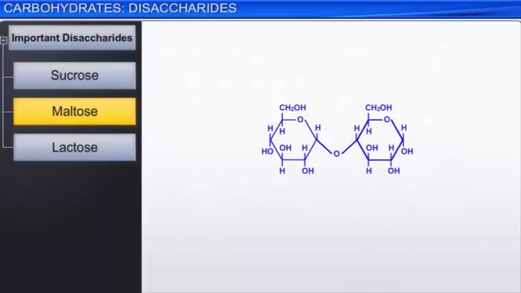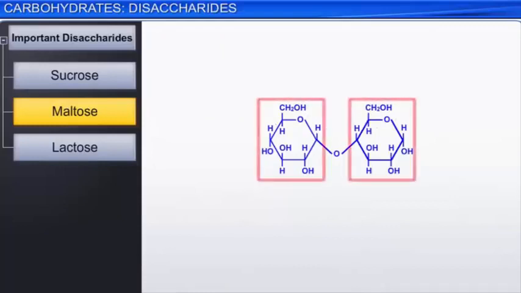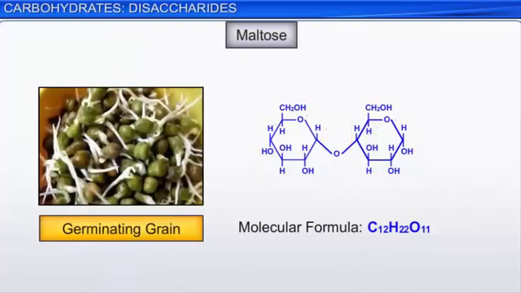Maltose is another important disaccharide which contains 2 glucose units. Its molecular formula is C12H22O11. It is the least common naturally occurring disaccharide. It is found in germinating grain.